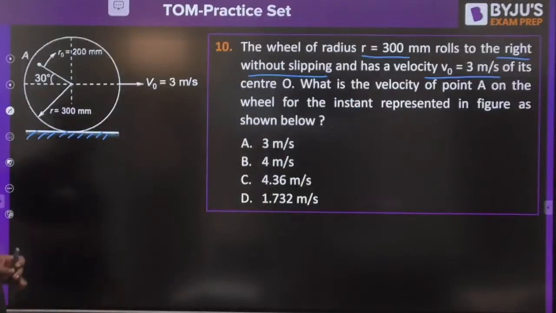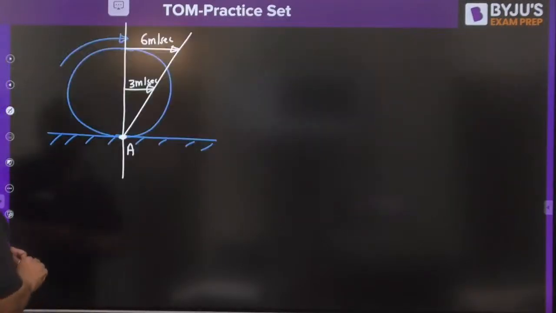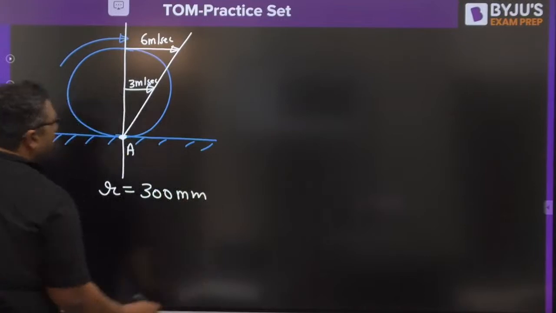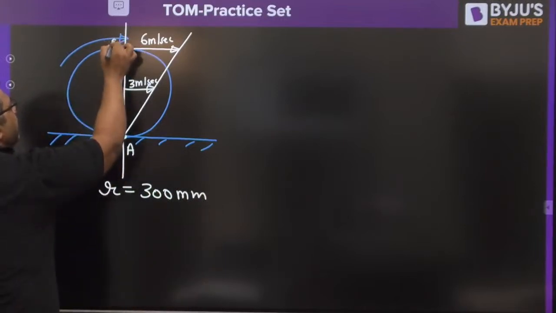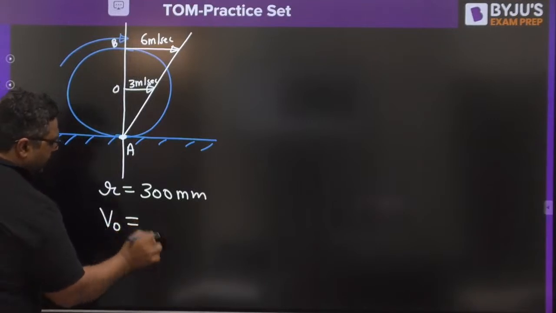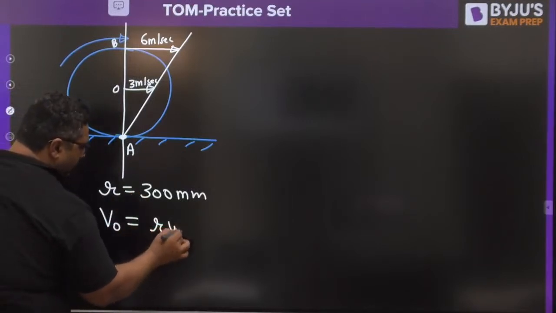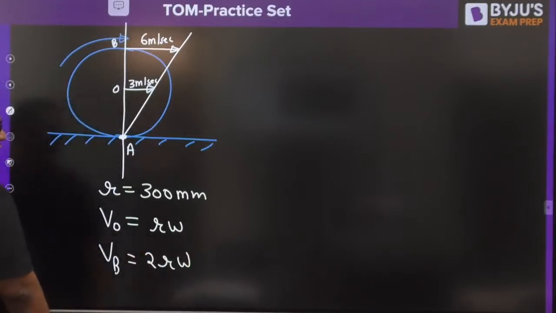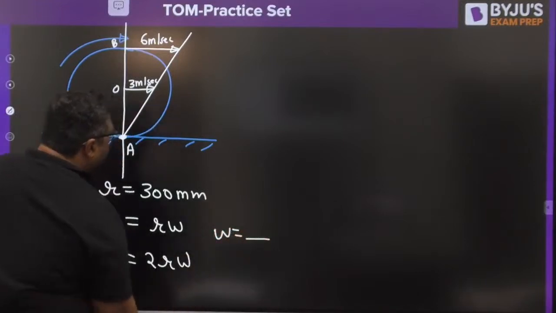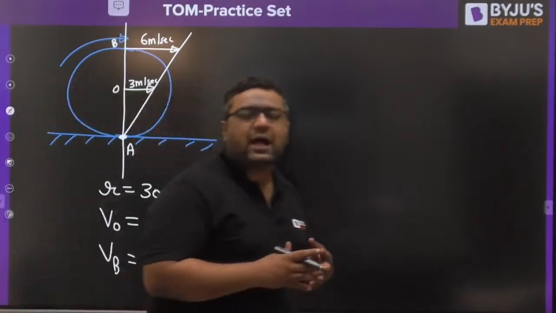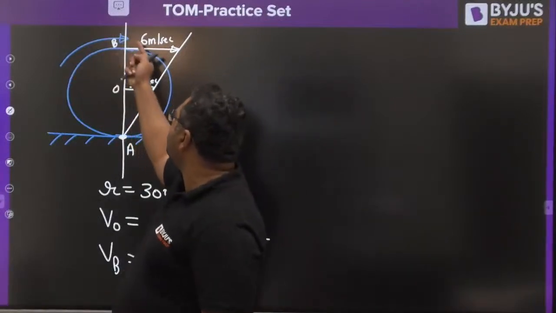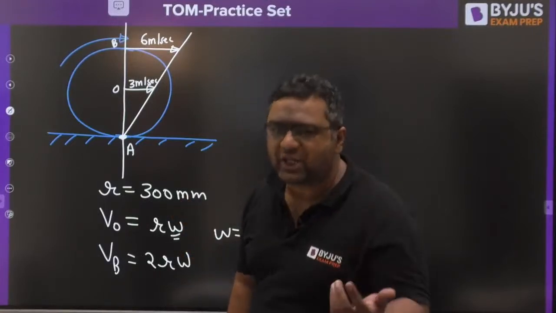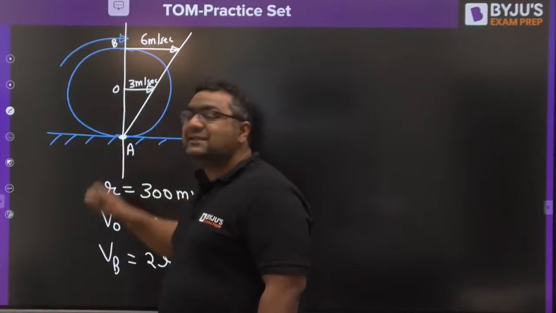And my dear, they have also given the radius. Radius is 300 mm. You already know that this is point O, this is point B. You know VO is nothing but R omega for this case, and VB is nothing but 2R omega. R is given to you, you can definitely find out the omega. And this omega is not the angular velocity of this body with which this is moving. This omega is the angular velocity of the pure rotation motion which is going about I center A.